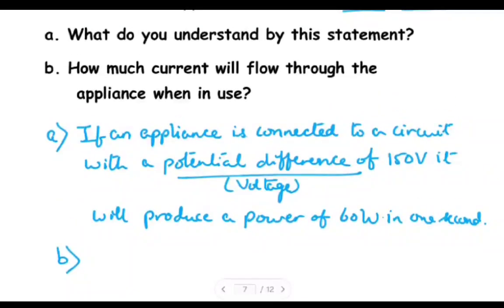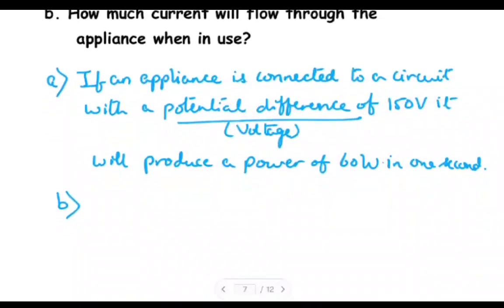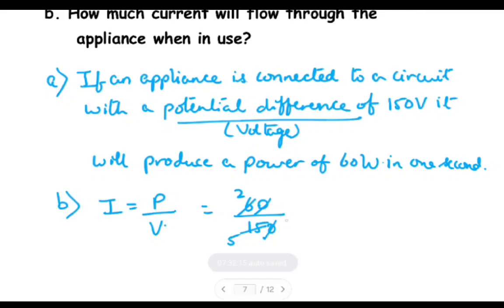How much current will flow through it? What's the formula of current? I is equal to power upon voltage. What is the power? 60. Voltage is 150. 3 twos are 6, 3 fives are 15, which is nothing but 0.4 ampere. Understanding, children? Just basic 3-4 formulas. Learn to apply the formulas correctly and you get your answers.